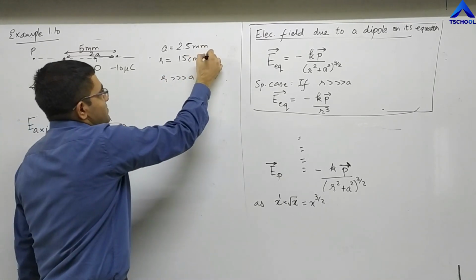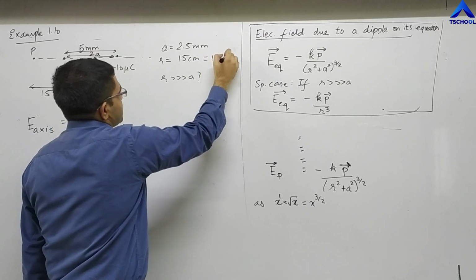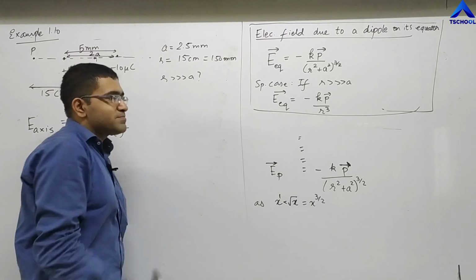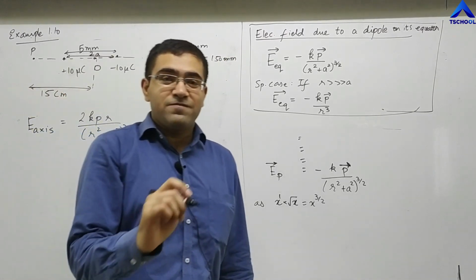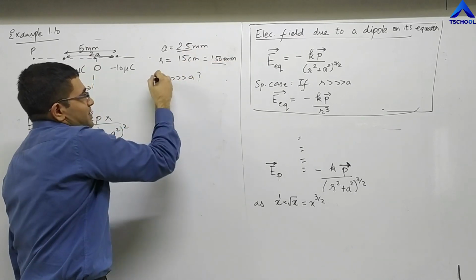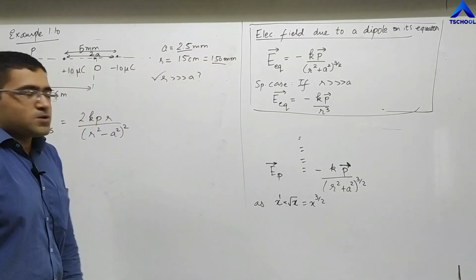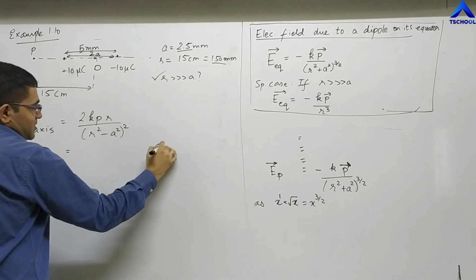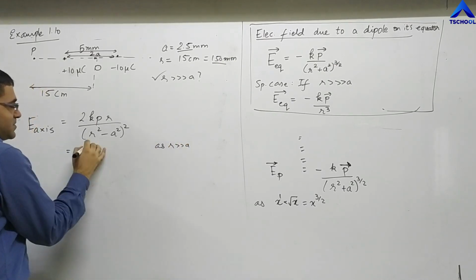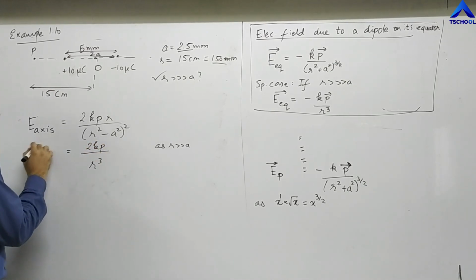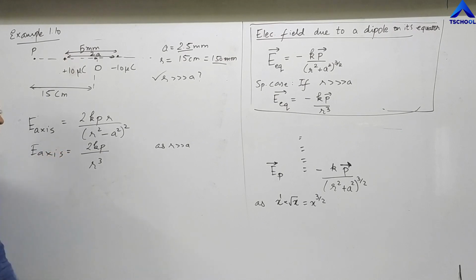Because 15 centimeter is actually 150 mm, it's a big difference between these two. So I think it does qualify. Instead of using the full formula, we shall use the special case. Just write r much greater than a here. It's going to be 2kp upon r cube on the axis of the dipole, right?